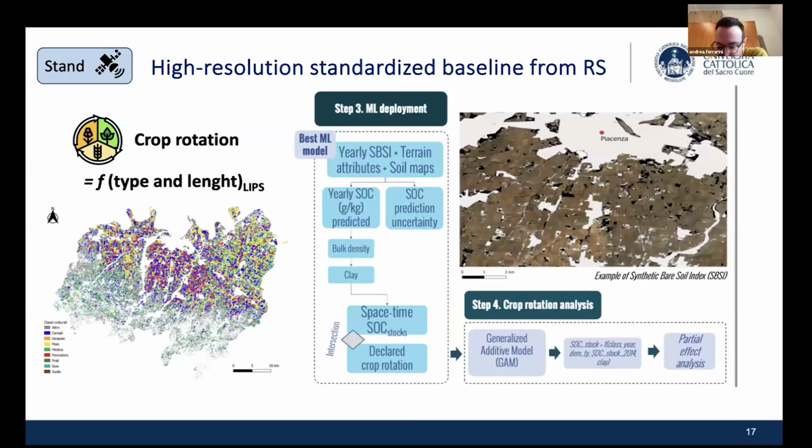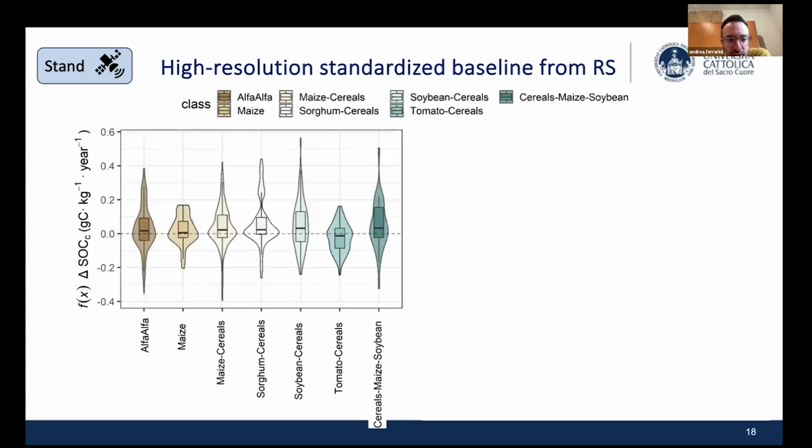We can attribute the delta SOC changes to a kind of standardized practice. In our case, we use the farmer crop declaration for each parcel of the region for the last 15 years, and we could use a general additive model to make a partial effect analysis, so to understand which crop rotation is increasing or not the soil organic carbon. So that's already a standardized baseline. And that's, for example, for the main 6-7 crop rotations that we do have in our region.